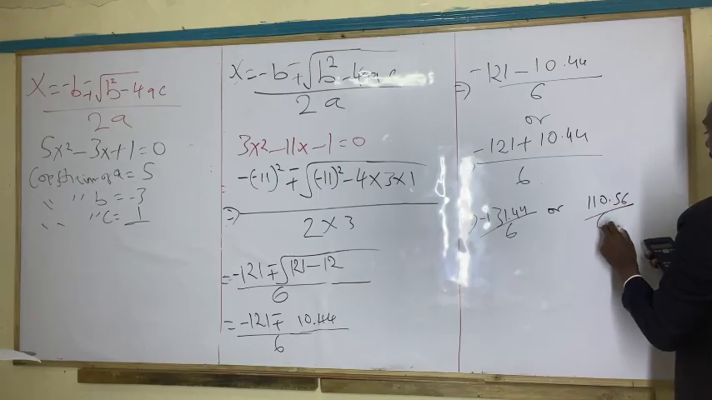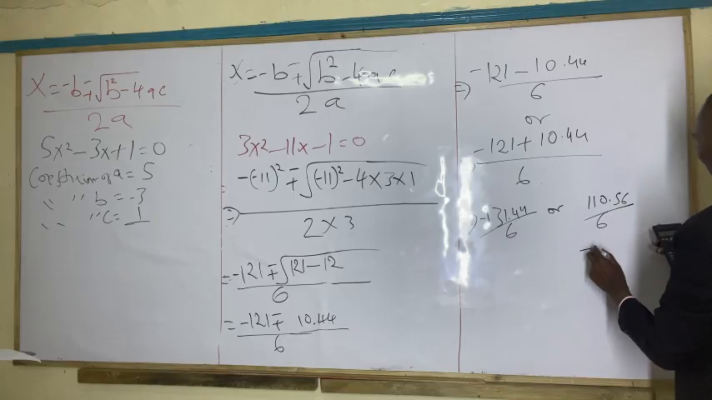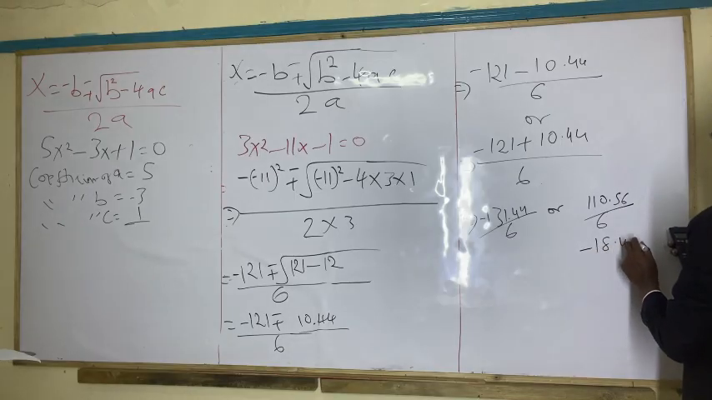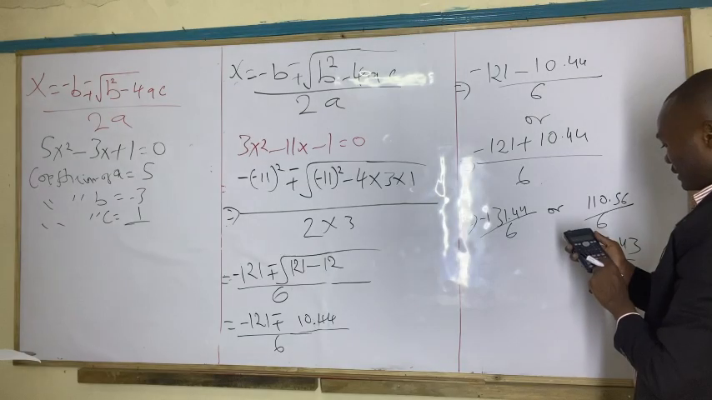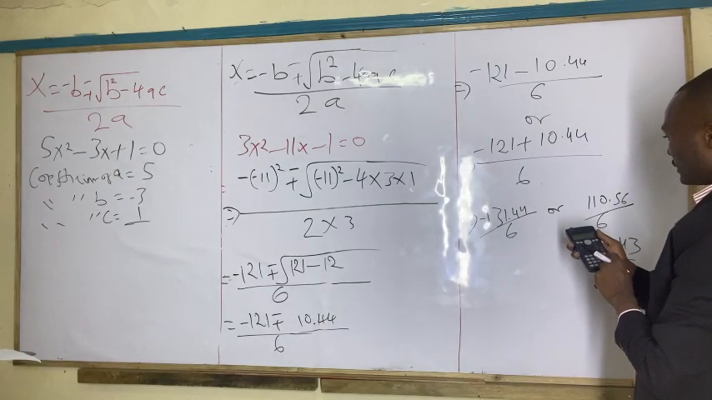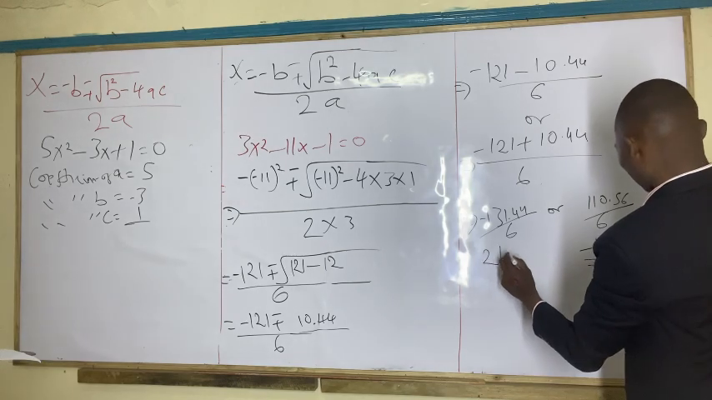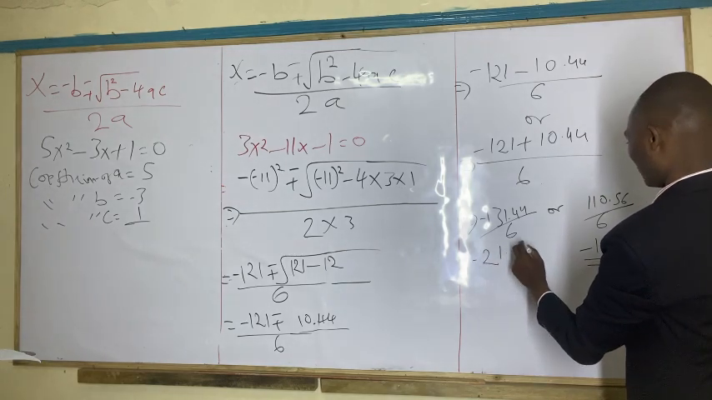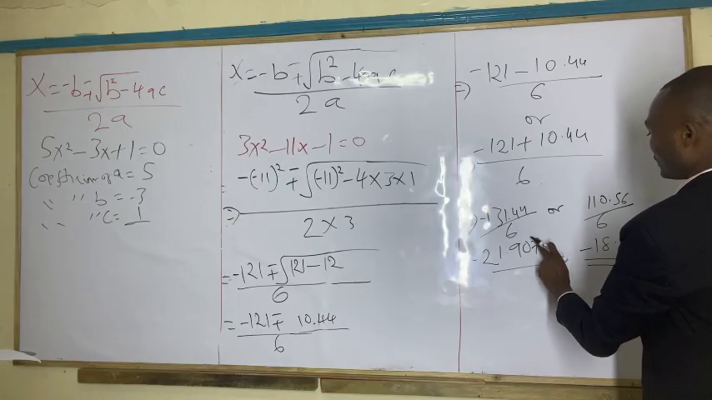That is 110.56 over 6. So divide by 6, what are you getting? Negative 18.43. And negative 131.44 divided by 6, what are we getting? 21.906, just say 21.9.